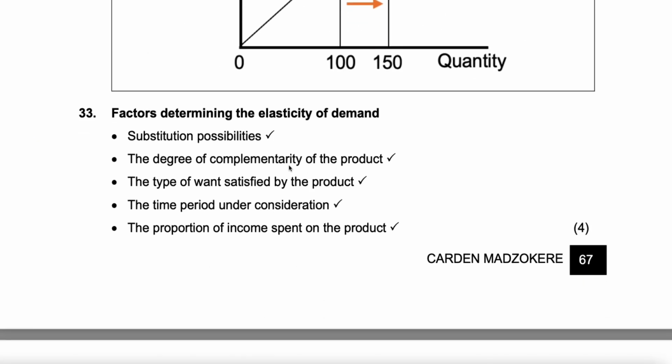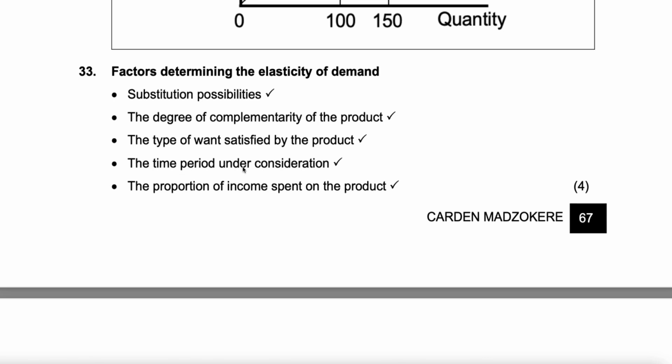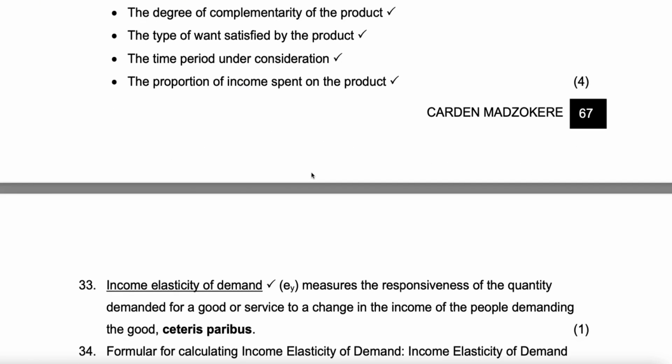And then the type of want satisfied. If it's a need actually, it will be less elastic. If it's just something for pleasure, not so important, then it will be more elastic. The time period under consideration, and lastly, the proportion of income spent on the product.